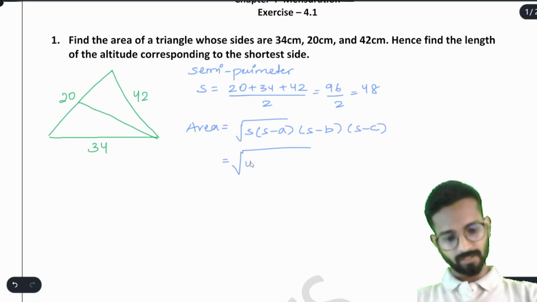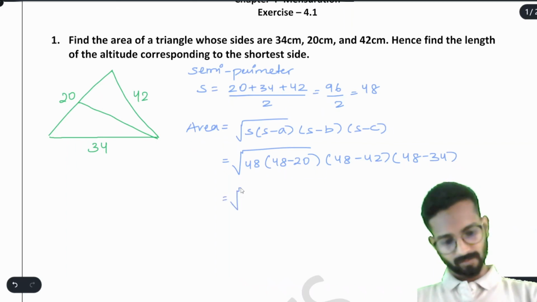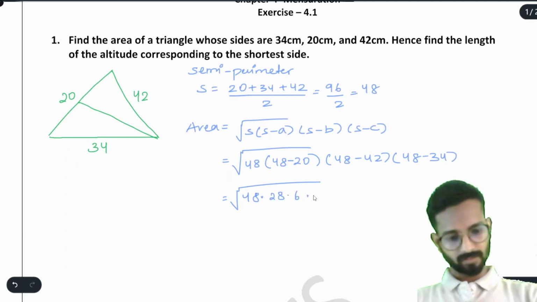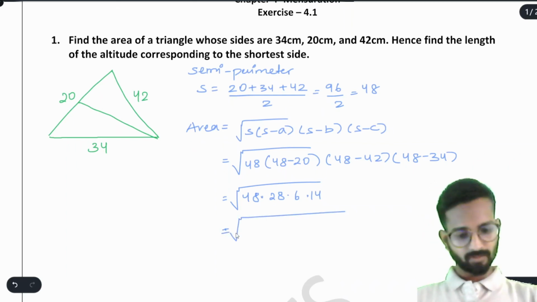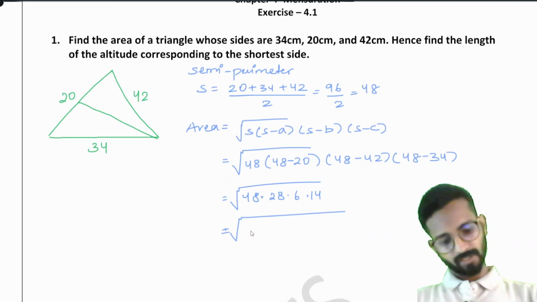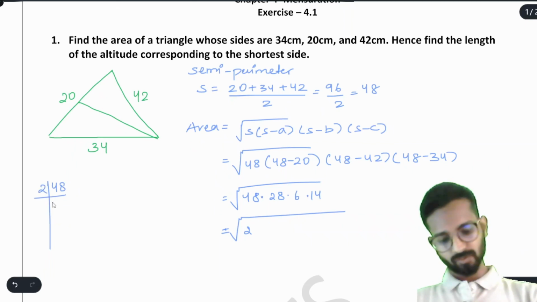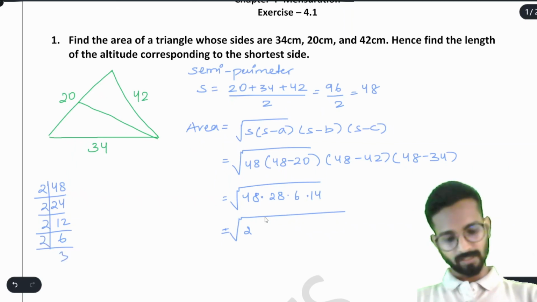Solving this, S is 48, 48 minus 20, 48 minus 42, then 48 minus 34, then again 48 into 28 into 6 into 14, breaking that into parts. So we will get 48 can be written as 2C. You will just write the factors. I will tell you why. See, 2 24, 2 12, 2 6, 2 3. So factors are 2 into 2 into 2, 2 and 3.